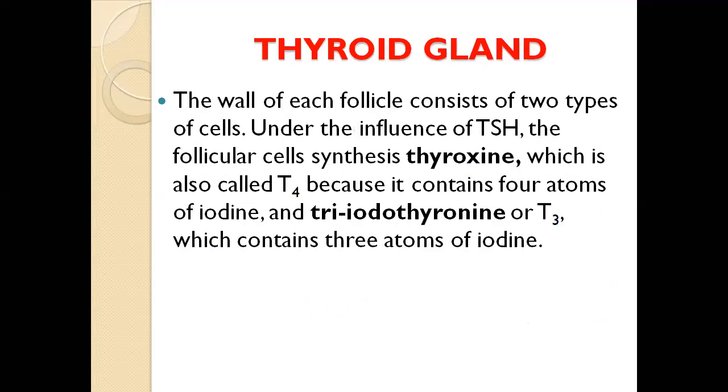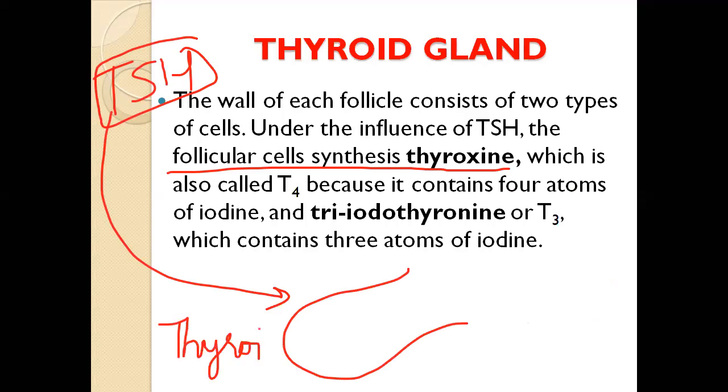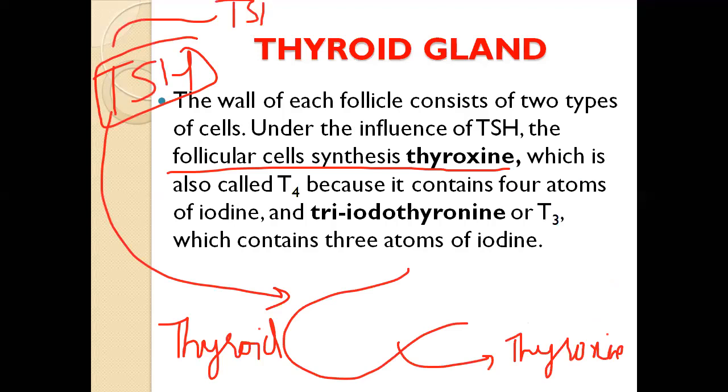The wall of each follicle consists of two types of cells. Under the influence of TSH, the follicular cells synthesize a hormone called thyroxine. We know TSH is released from the pituitary gland and stimulates the thyroid gland to secrete thyroxine. That is influenced by TRH of the hypothalamus that we discussed in the earlier classes. So this is the total story.